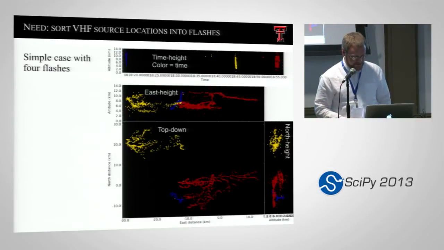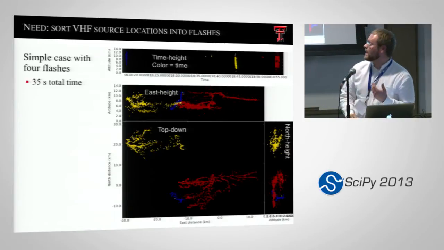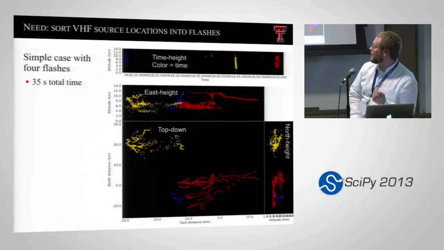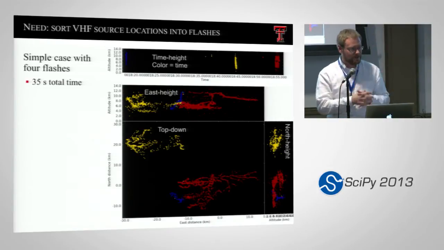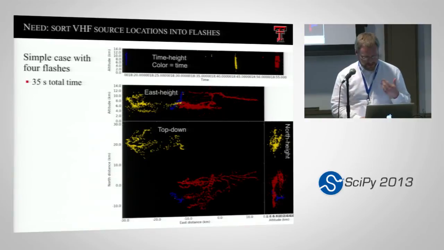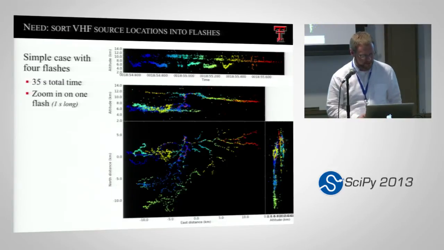So here's a very sort of dull scene as these things go. This is a simple case with four lightning flashes. You see 35 seconds of total time. On the top panel, there's a time versus height plot, and then the big square in the lower left is a top-down view, and then east-west versus height above that, and to the right, north-south versus height. So this shows you all of the different dimensions of the data that we retrieve for each of these flashes. This is sort of as a set of storms are dying, and so this is a very low flash rate compared to what you can get in a big storm.